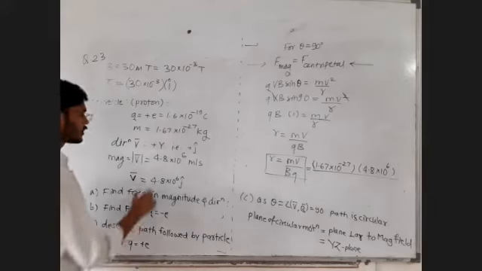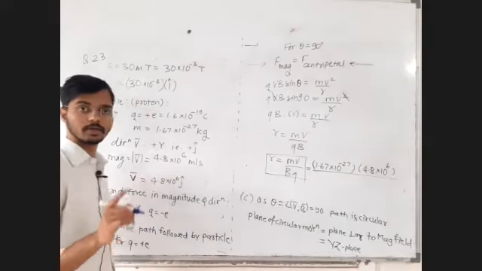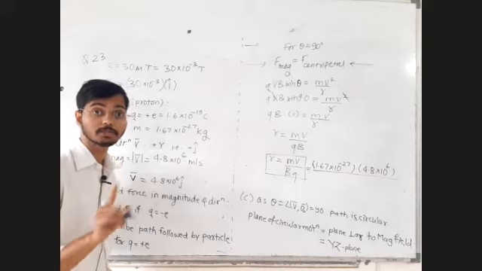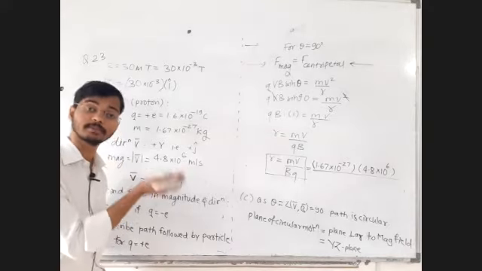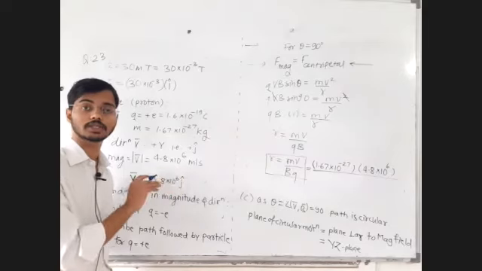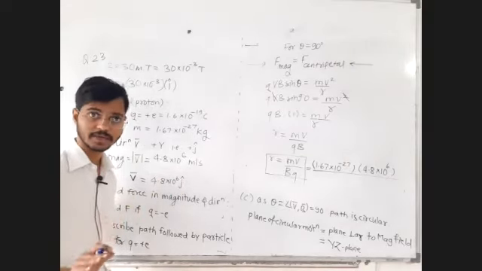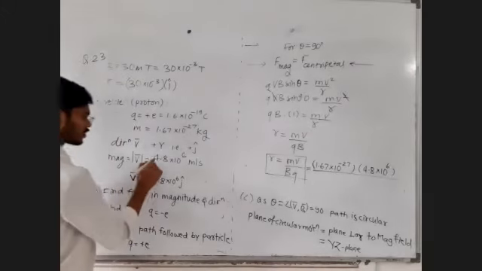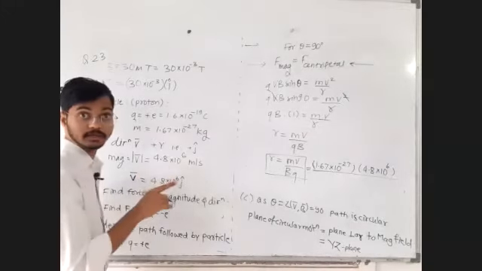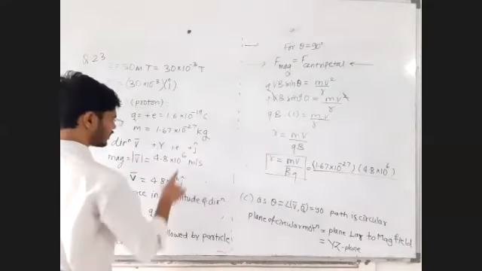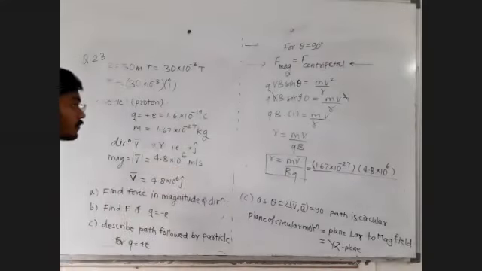Also, one more interesting point that you should note: the velocity of any particle will not exceed the speed of light. Speed of light is the maximum limit on the velocity of any particle. The velocity of any particle will not be equal to the speed of light, so it is always less. 3 into 10 raised to 8 is the speed of light. This is just 10 raised to 6.